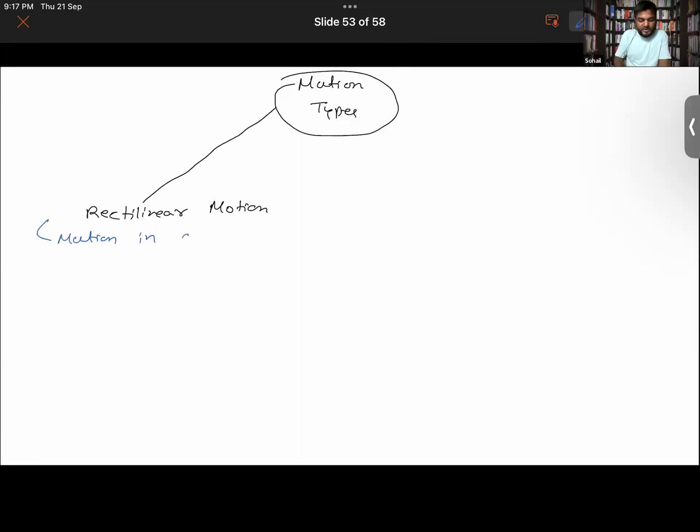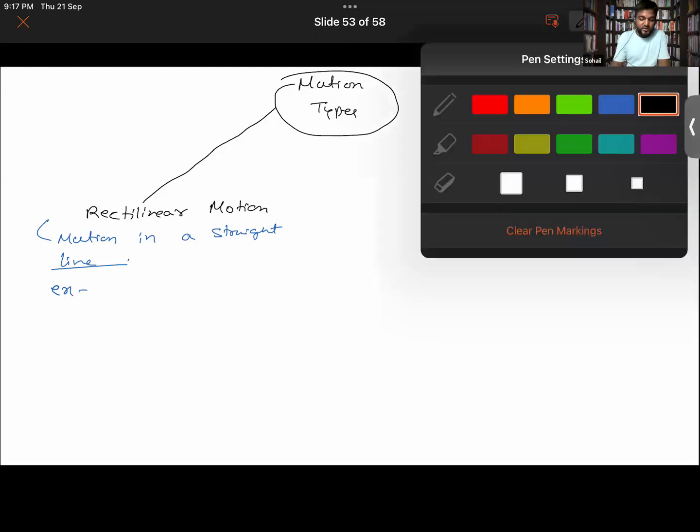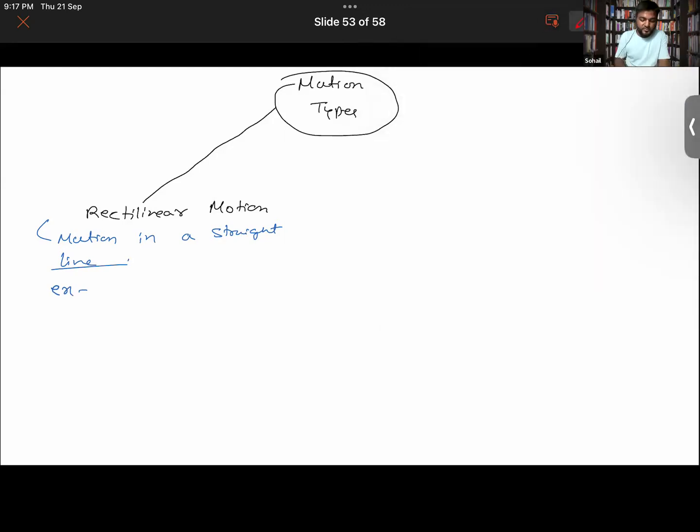Motion that is done in a straight line is called rectilinear motion. Light passes in a rectilinear motion, right? Exactly. What are some examples of rectilinear motion that we can quote here? Light is a very good example. A car moving on a straight road. Exactly. A car moving on a straight road.